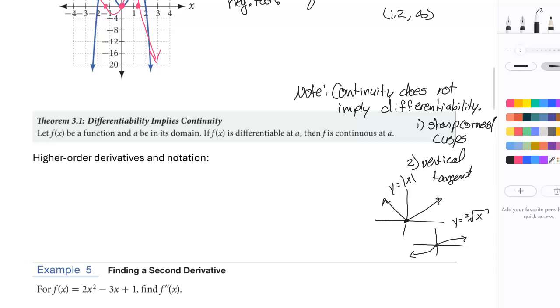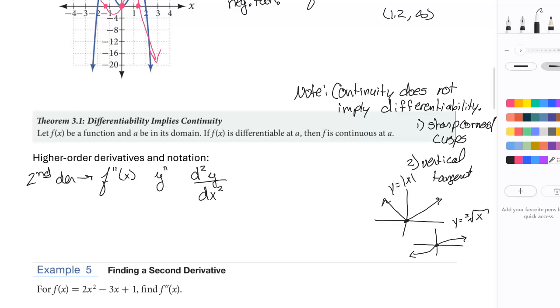Did you know that you could take a derivative over and over and over, and that's called a higher order derivative? So we've talked about the first derivative. Let's talk about the second derivative. Notation for the second derivative is going to be f double prime of x, or we could say y double prime, or it would be d squared y over dx quantity squared.